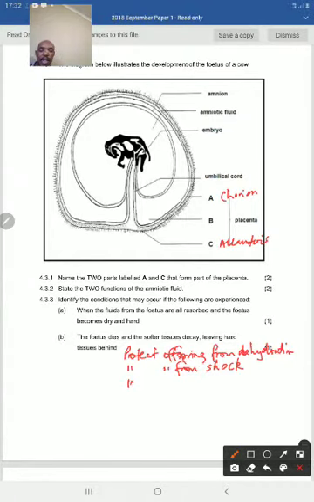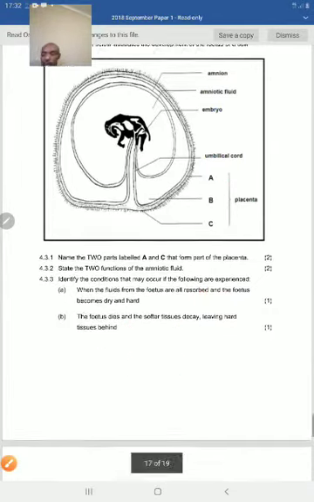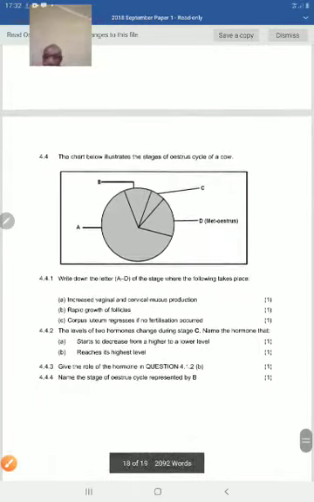Identify the condition that may occur if the following are experienced: when the fluids from the fetus are all resorbed and the fetus becomes dry. You know this one, mummification. The fetus dies and the softer tissues decay. Maceration. Okay, all right, guys.